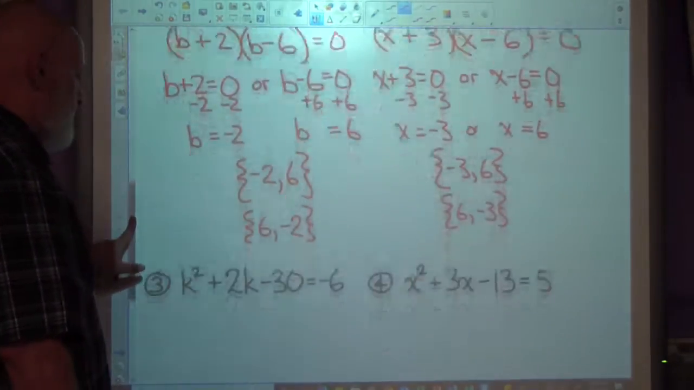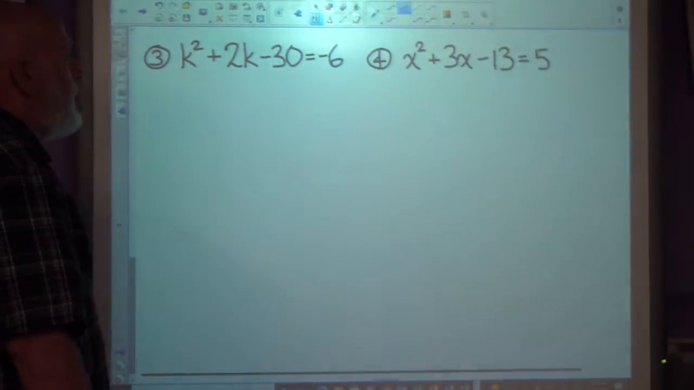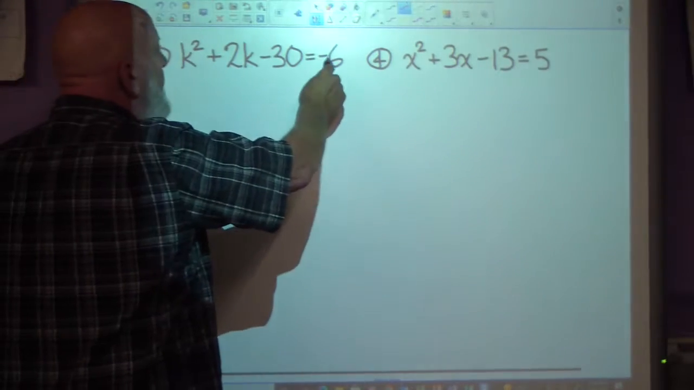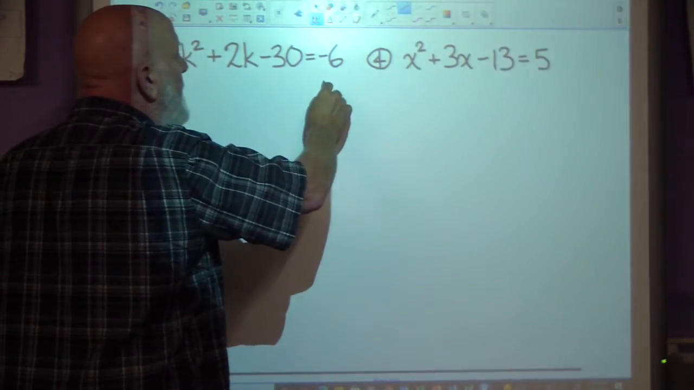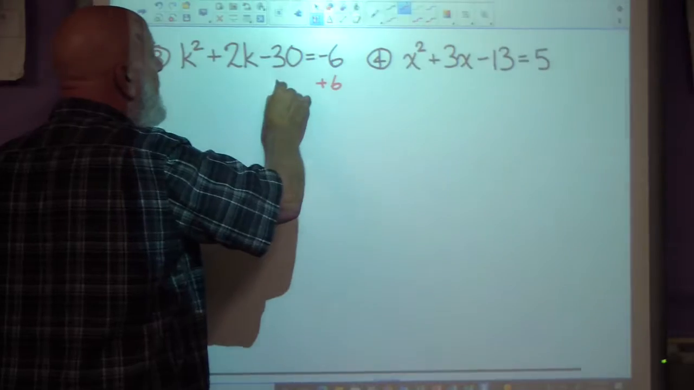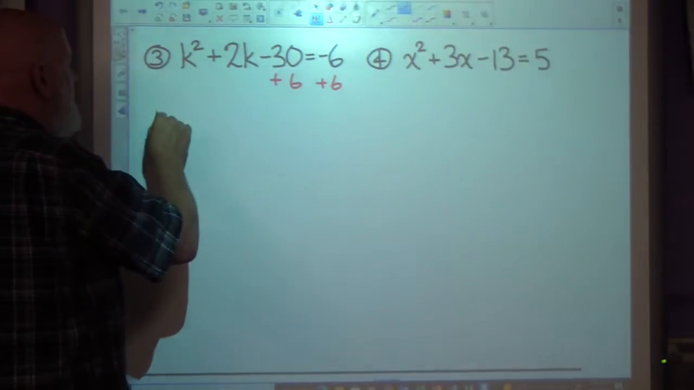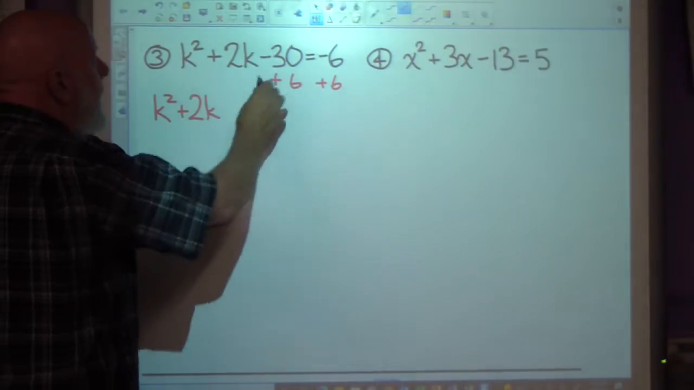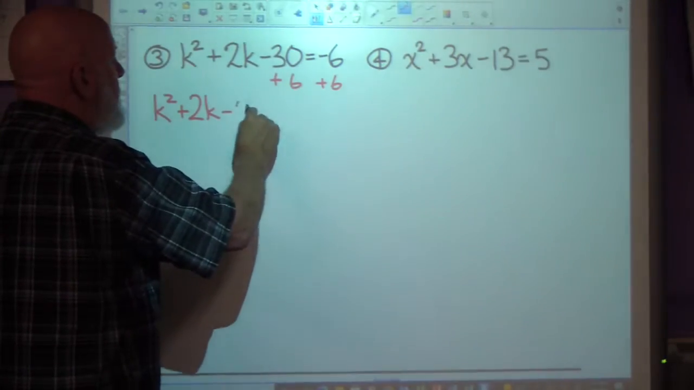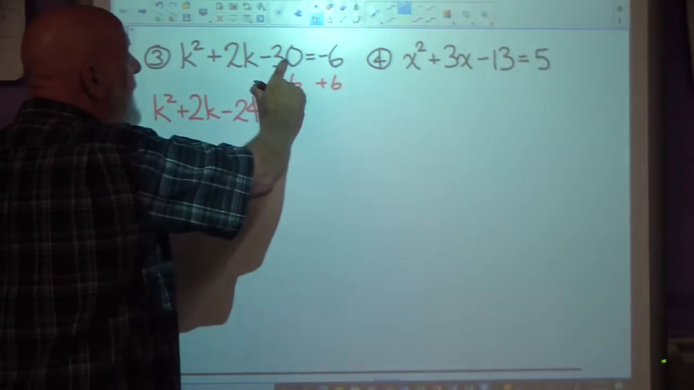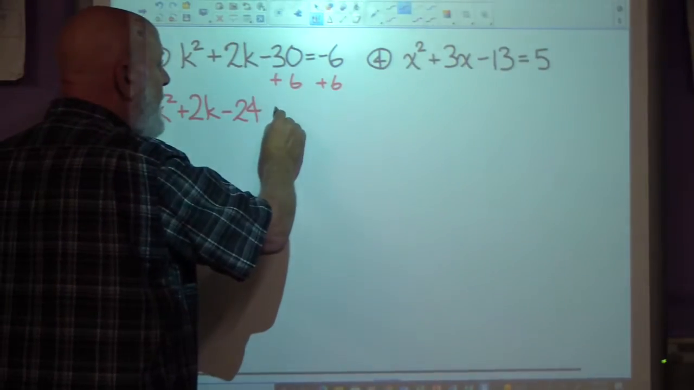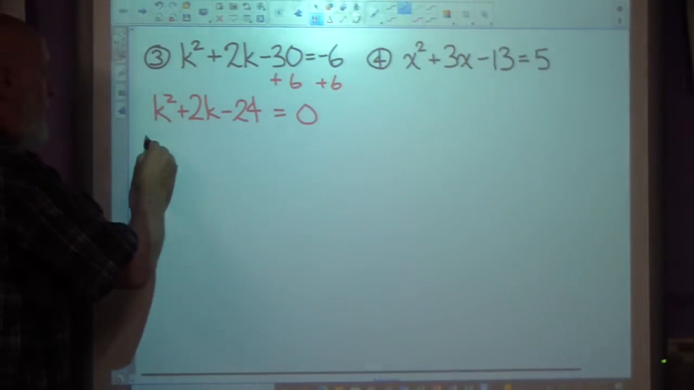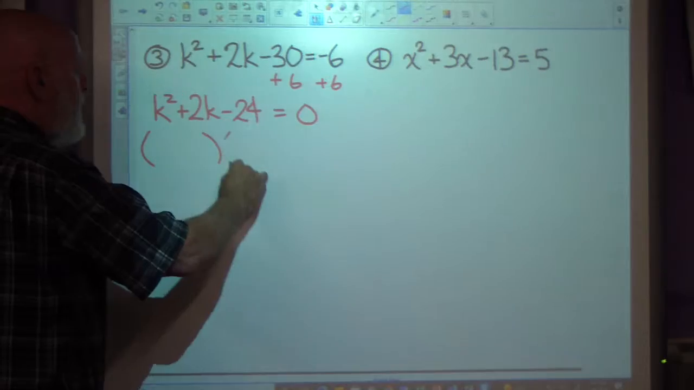Let's see if I have any more. I do. So here we go. I want to solve this quadratic equation. The variable's a k this time. That doesn't matter. I'm going to set this side equal to 0. So I'll add 6. Rewrite my equation. Yields k squared plus 2k -30 plus 6 is -24. They're different signs, so I subtracted and kept the sign of the one with the greater absolute value. It is equal to 0. So now I'm ready to factor this and employ the zero product property.